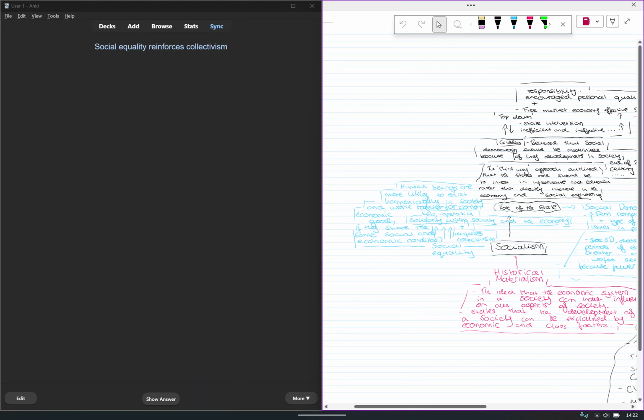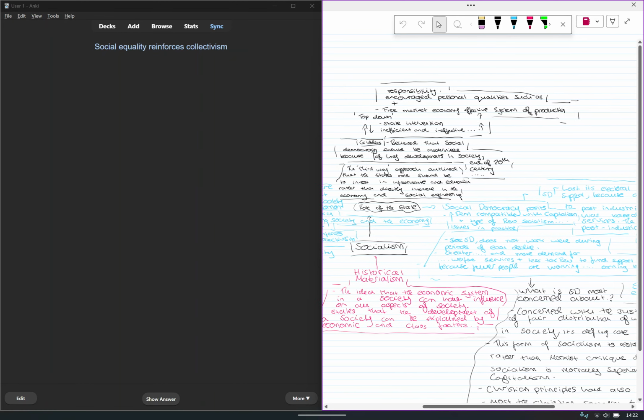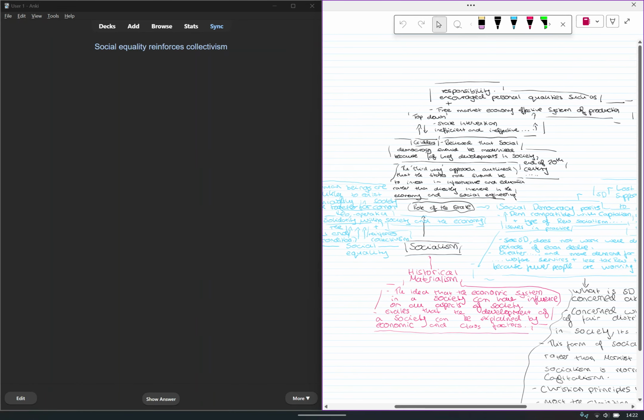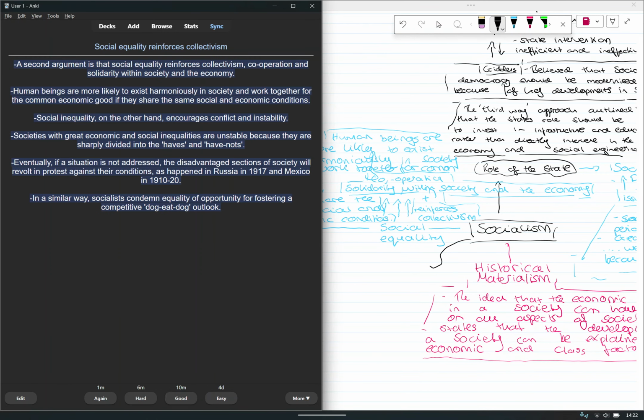Social equality reinforces collectivism. We haven't actually done this yet. So here, how in the policy of socialism does social equality reinforce collectivism?